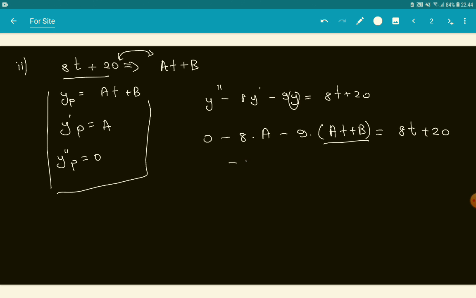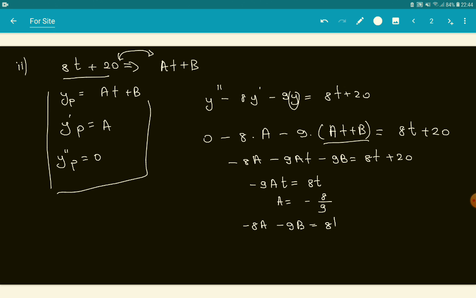Then we do the rest. Minus 8A, minus 9At, minus 9B is equal to 8t plus 20, right? So we can see that from here, minus 9At is equal to 8t, and A is equal to negative 8 over 9. That part we already know. The second part is minus 8A minus 9B is equal to 20. So we know what is A.